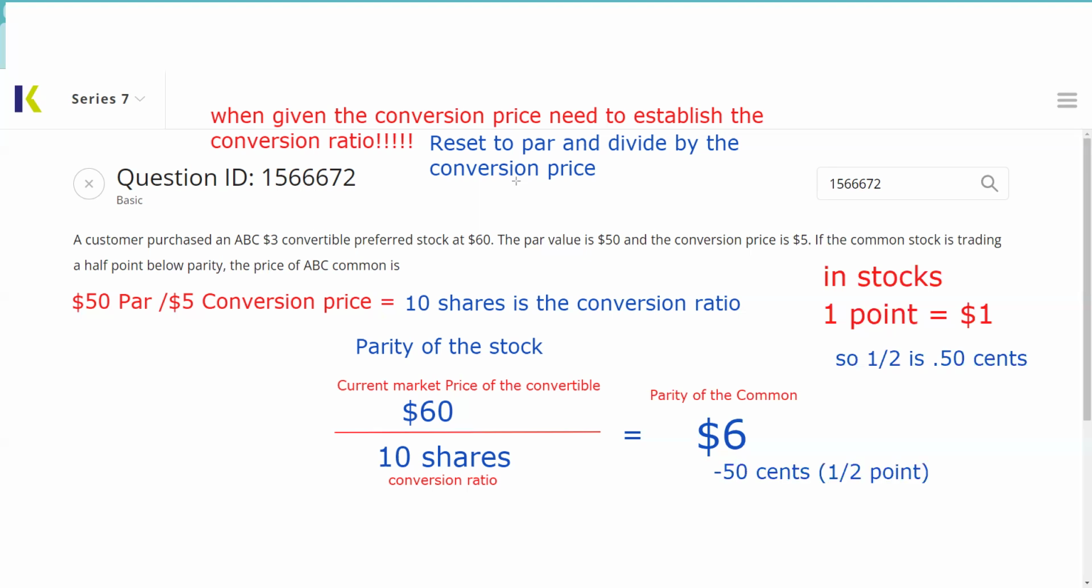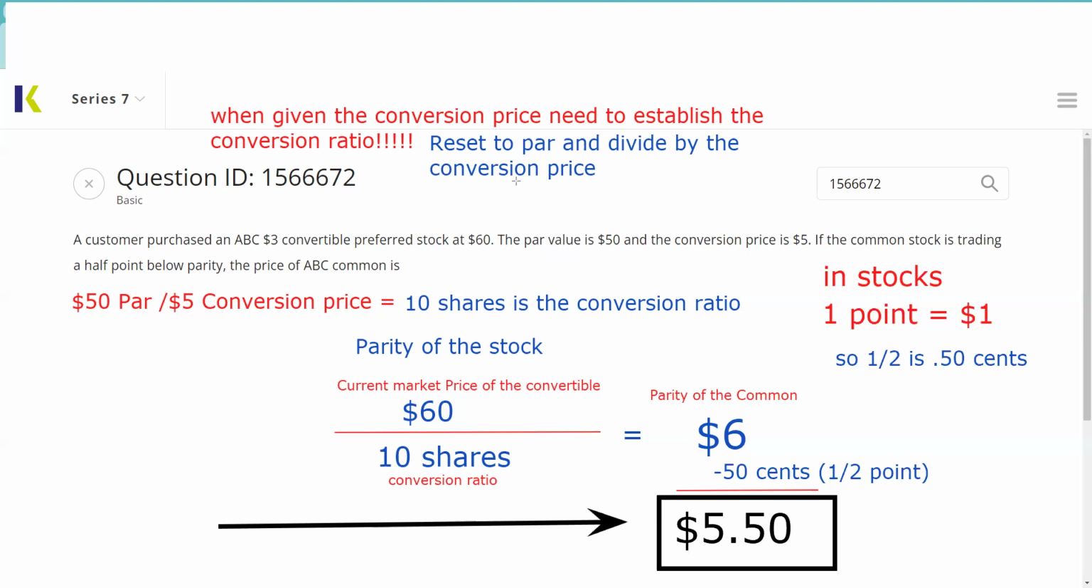So now I'm in business. They tell me the stock is trading at half a point, or 50 cents, below parity. And so bang, there is our answer. ABC is trading at 5.50, because that indeed is 50 cents below parity. That is the answer to this question.